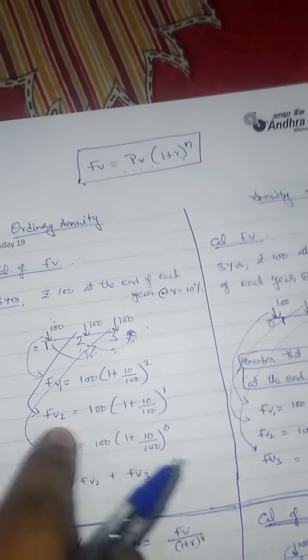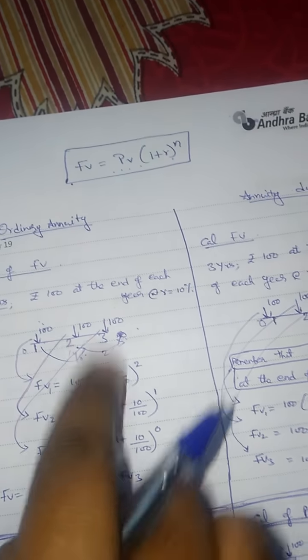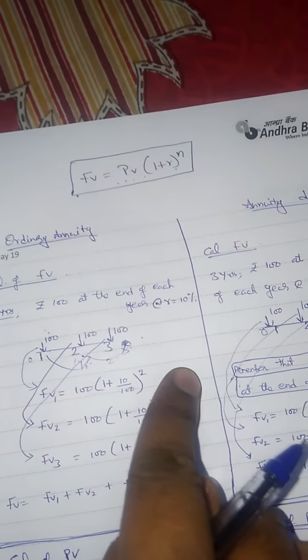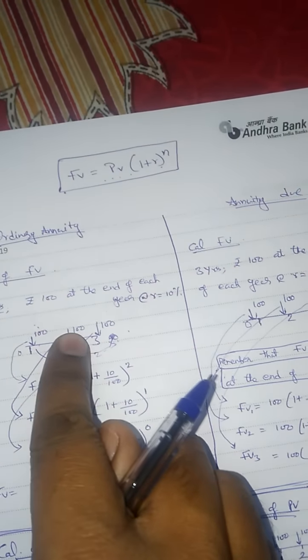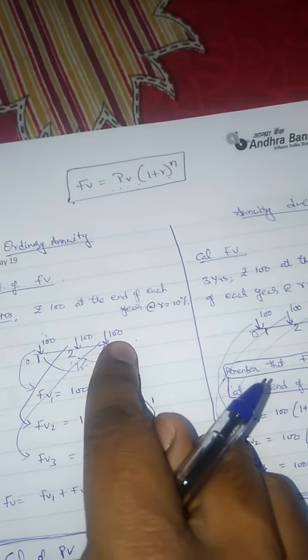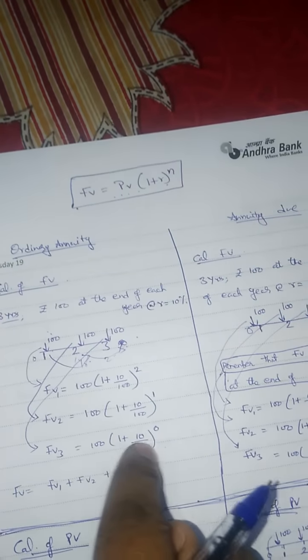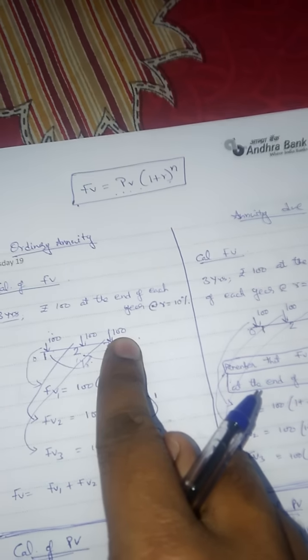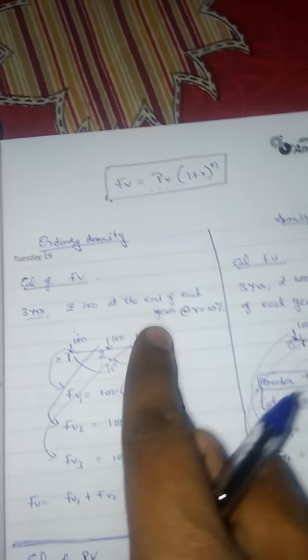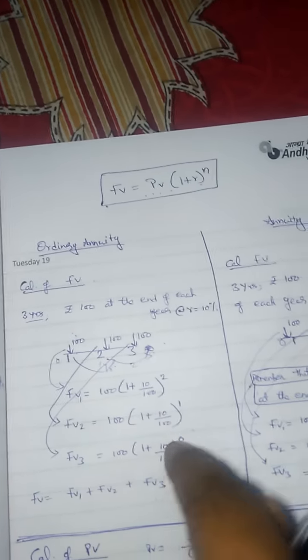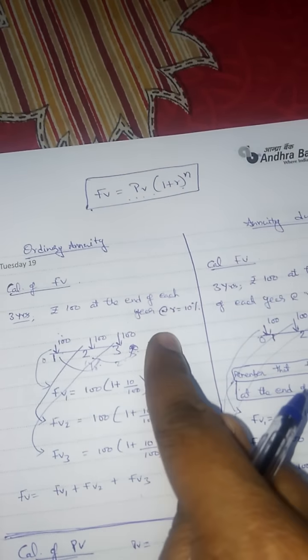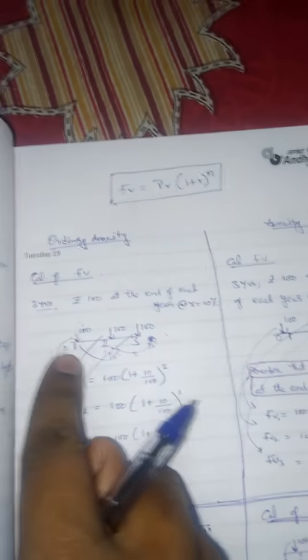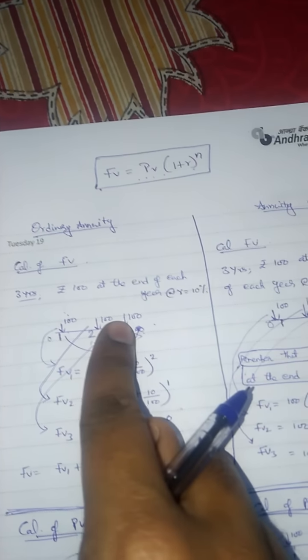Similarly, the future value of the second installment is 100 into (1 plus r by 100) whole power 1, as this 100 will be held for only 1 year till the end of the third year. Similarly, the future value of the third installment is 100 into (1 plus r) whole power 0, because this 100 is realized at the end of the third year and I am calculating my future value at the end of the third year, so the time period is 0. If I add up all three, I will get the future value of this annuity.